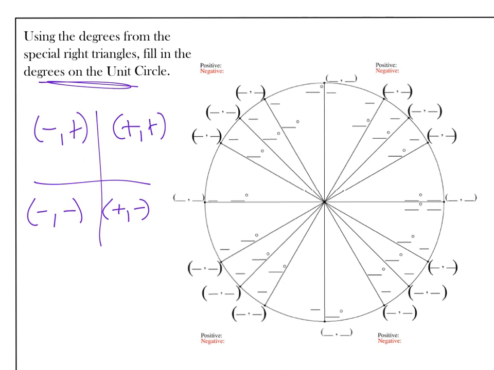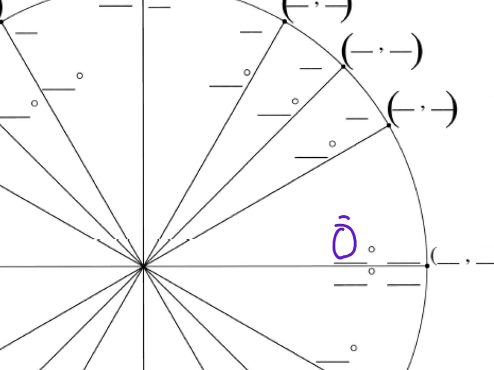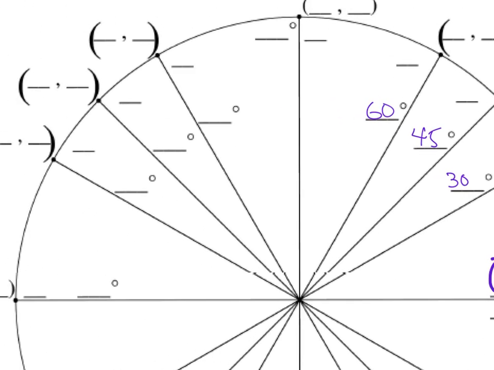Okay, so if we think about the rotations using special right triangles, my special right triangles would be 30, 60, 90, and 45, 45, 90. So this is going to be 0 degrees. And as I go around the circle, I just kind of keep going 30. Oops, not 60. 45, 60. This one would be 90 degrees.